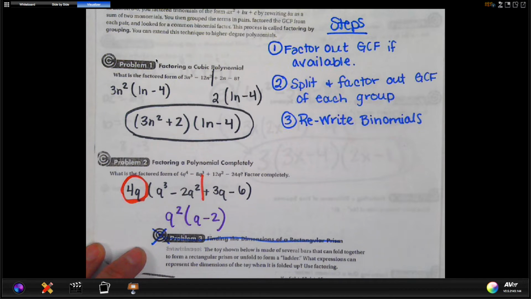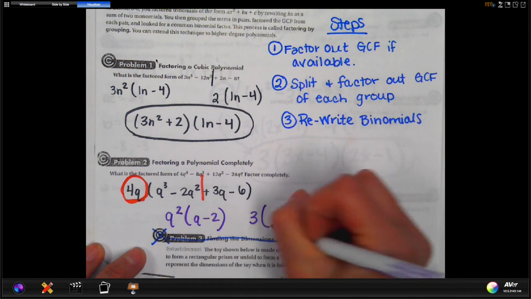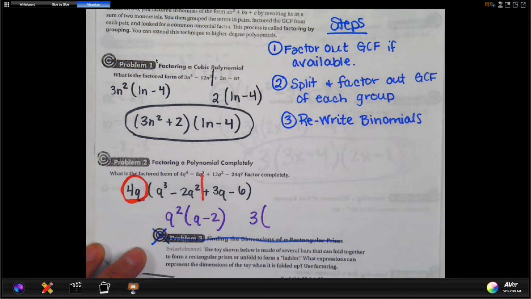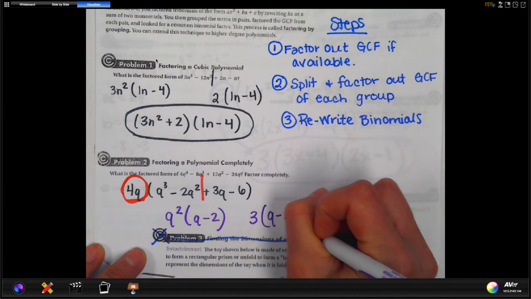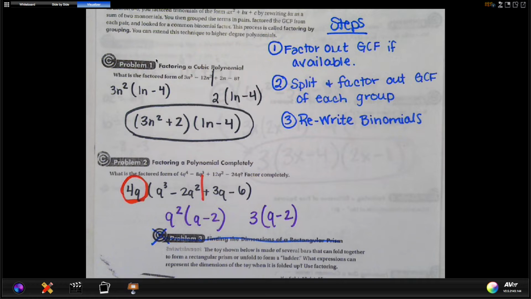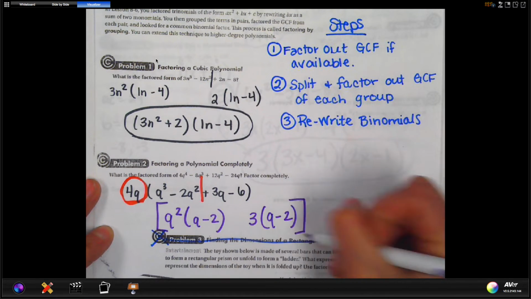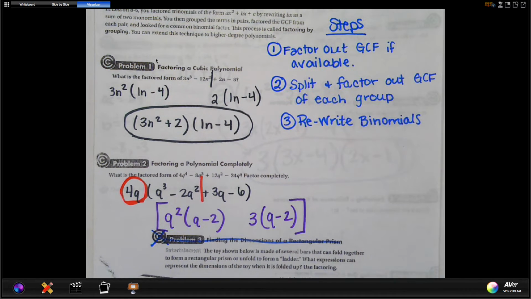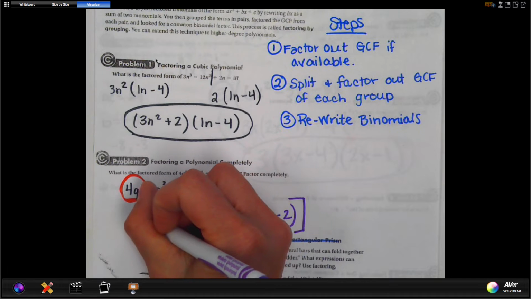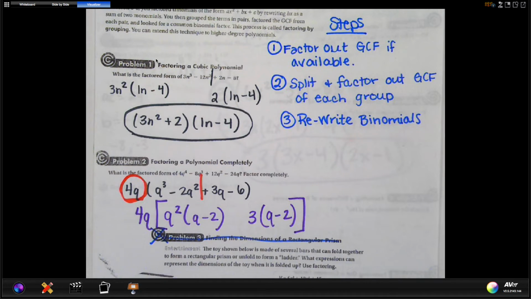All right, now let's do this side here. 3q minus 6. What's our greatest common factor? 3, yep. And then what am I left with? q minus 2 again, right? Which is what I wanted. Now, if we're being technically correct step by step, what you would do right now in this intermediate step is you would put a big bracket around that, and you would bring your 4q down so you don't forget it later. That's your intermediate step, okay?